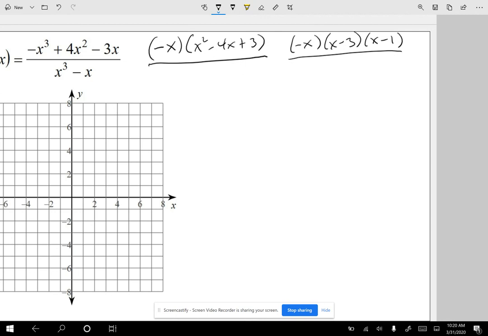Now looking at the bottom, I'm going to factor an x. So that's going to give me x squared minus 1. So I have the x from the front. Now x squared minus 1, I'm going to factor that as x plus 1, x minus 1. Now in this case, I do have things that cancel out. The x minus 1 and the x. So what I have left over, I have the negative sign, and then x minus 3 over x plus 1.